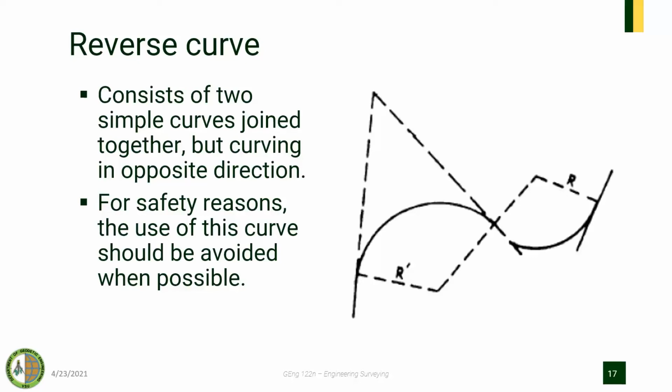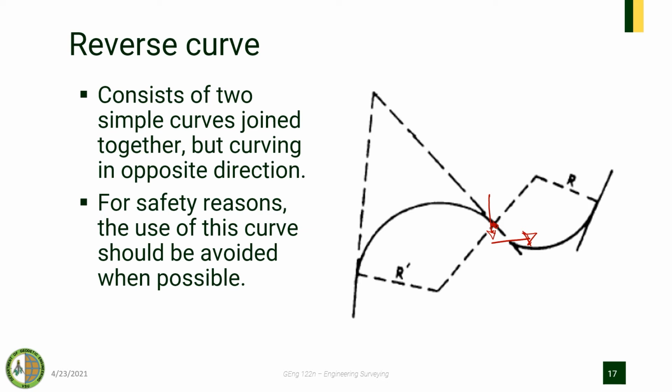So here, as stated lately, for safety reasons, the reverse curve should be avoided. Why? Because at this point, your direction changes instantly to this direction, whereas before at this point, your direction is going that way. So it would be somehow dangerous.